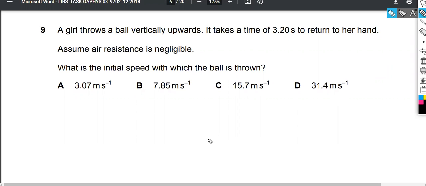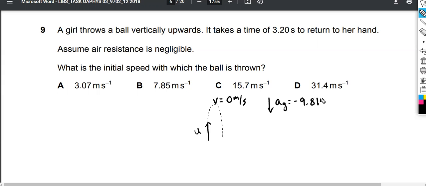I'm going to diagram this. So the ball is thrown vertically upwards with some initial speed u. It's going to be decelerated by gravity, and it's going to fall back down. And we know that at the top of its flight, it reaches a temporary final velocity of 0 meters per second. That's because the acceleration due to gravity slows it down. So it's negative 9.81 meters per second squared. That's the acceleration due to gravity on Earth.